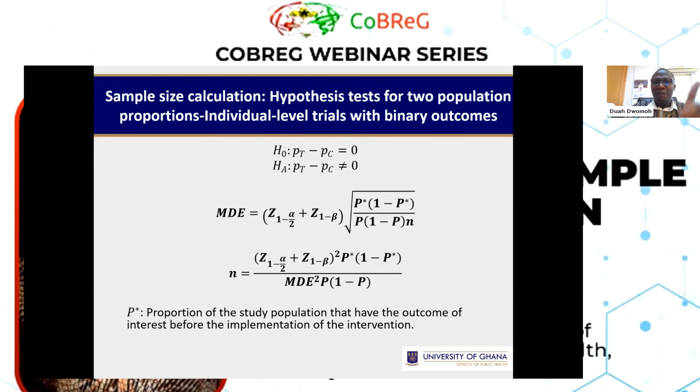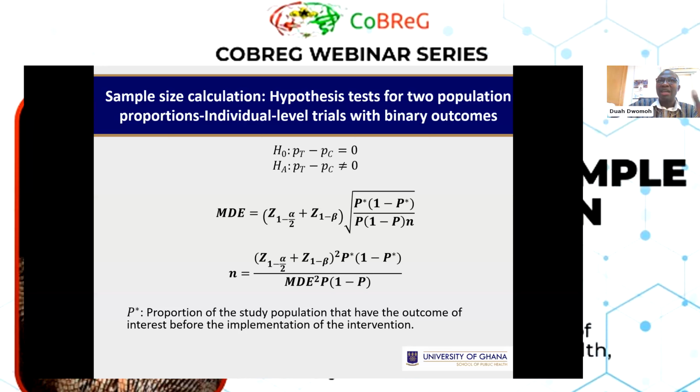Okay. Now, for binary outcomes, the indicator that we've added now is P star. P star is the proportion of the study population that have the outcome before the implementation of the intervention. Remember, for the teenage pregnancy, the teenage pregnancy at baseline was 34%, so your P star is now 34%. That is the level of the outcome measure before the implementation of the intervention. We are implementing this intervention to reduce teenage pregnancy. At baseline, teenage pregnancy was 34%. We want it to come down by, say, 4 percentage points. So my minimum detectable effect is now 4 percentage points, or 0.04, at the level of 34%. So the P star is now 0.34.